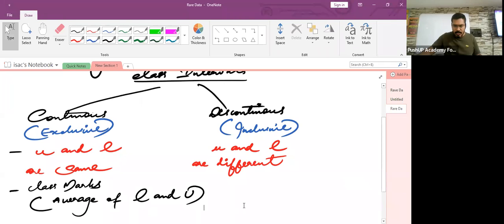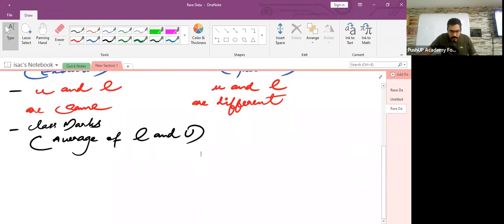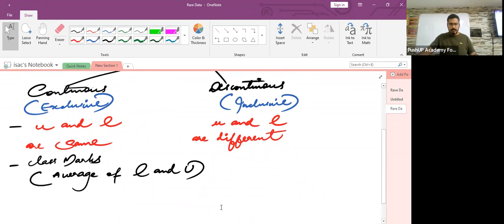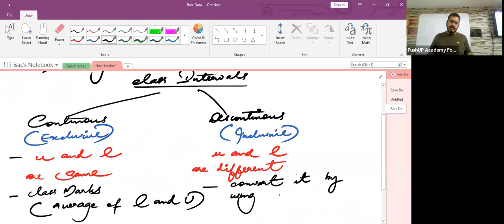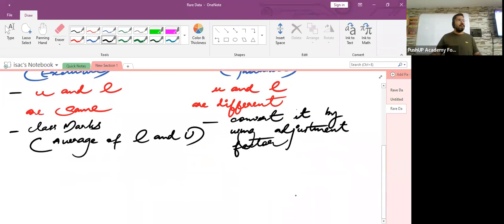Now, here children, in discontinuous class interval, the first thing I think you learned is how to convert a discontinuous class interval into a continuous one. So how do we convert it? We convert it by using the adjustment factor, right? Are you all noting it down?